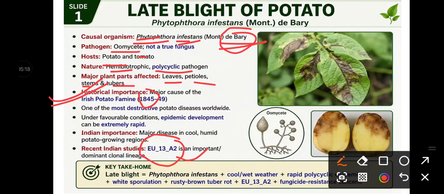You might have heard that one very important fungicide for Oomycete fungi is Metalaxyl. But nowadays the Oomycetes, the Phytophthora, are showing resistance to Metalaxyl. This particular clonal lineage, EU13A2, which is very dominantly found in the Indian continent, is showing resistance to the fungicide Metalaxyl. So let's discuss this disease in detail.